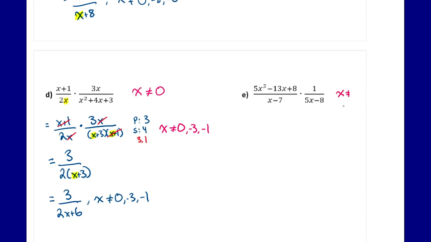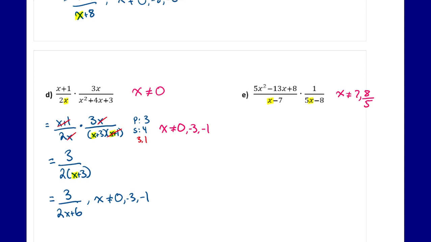X cannot equal, in the first one, x cannot equal +7. And in the second one, move the 8 over, it becomes +8, divide by 5, so x also cannot equal 8/5.